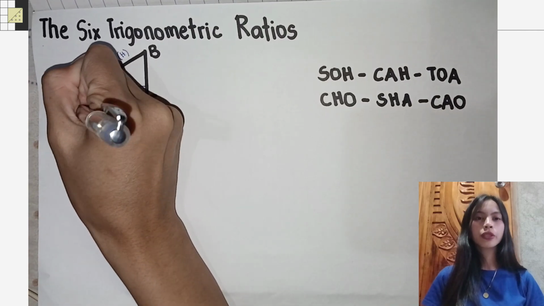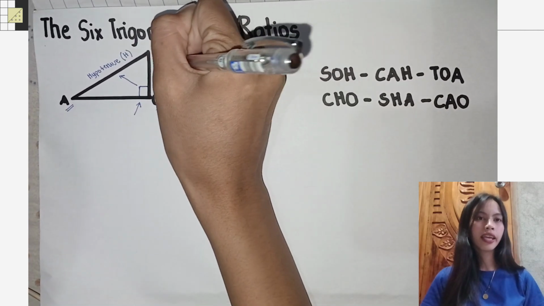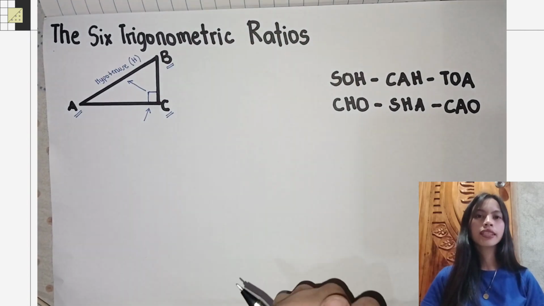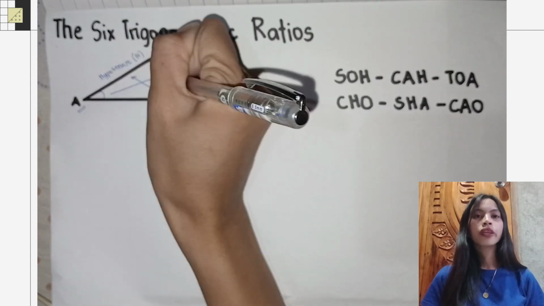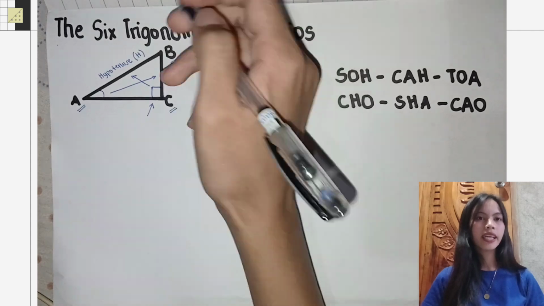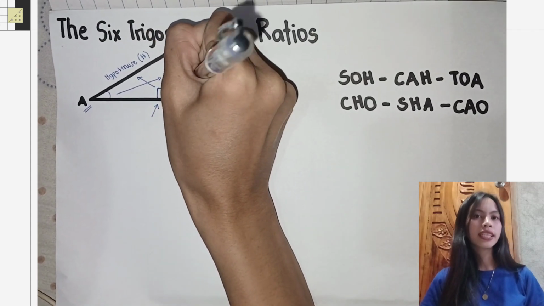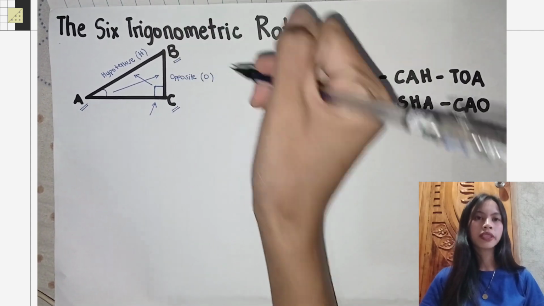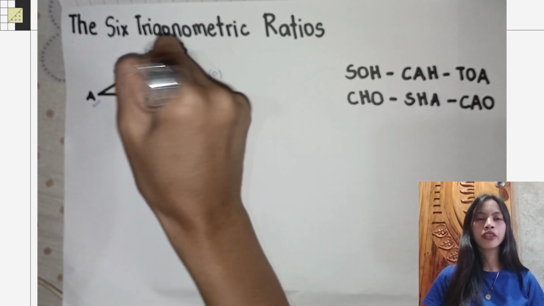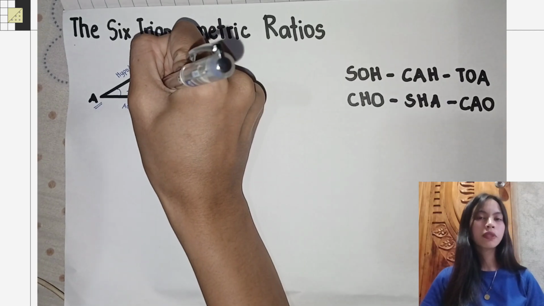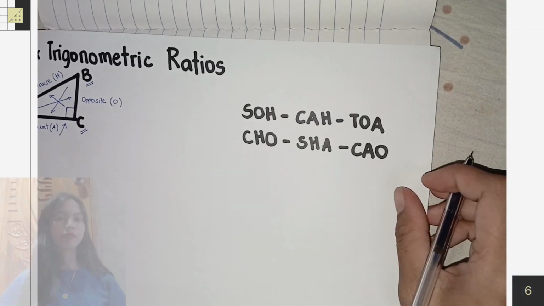So, we have two acute angles, angle A and angle B. Let's say that our reference angle is angle A. Here, the opposite side facing it, which is the side BC, is our opposite. Therefore, the bottom side of our angle A would be our adjacent, which is the opposite of our angle B.